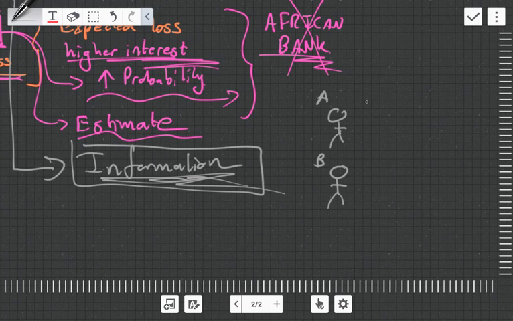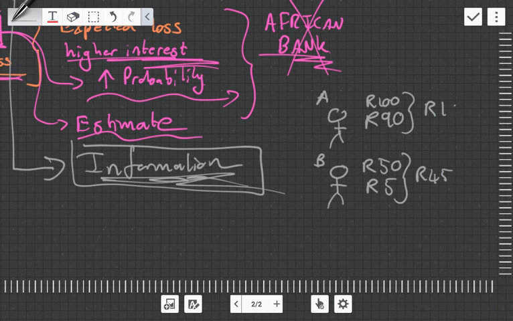But you might find out that Abigail has got a salary of 100 Rand a day and Bridget only has 50 Rand a day. You might say, oh, well then Abigail might be better. However, there might be more information, and you find out that Abigail's got expenses of 90 Rand, whereas Bridget only has expenses of 5 Rand. That means this extra information has changed your opinion, because now we know that Bridget has a disposable income of 45 with which to service the debt, and Abigail only has 10.